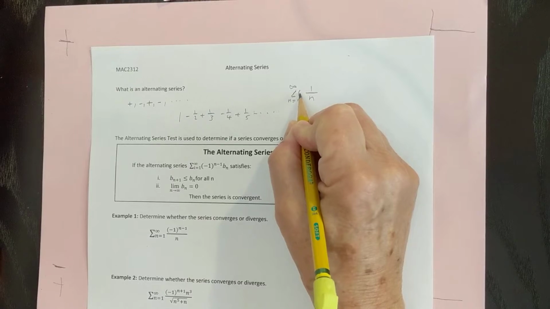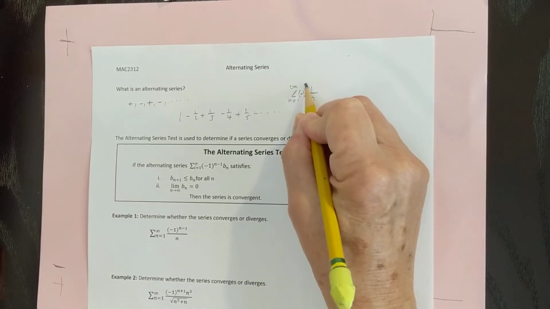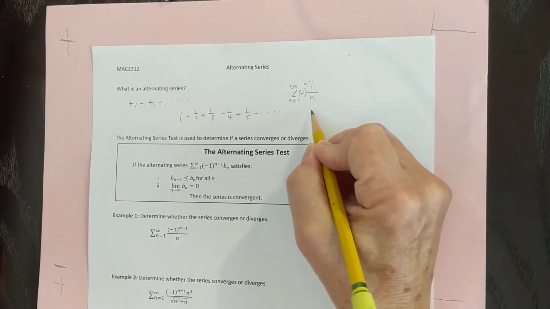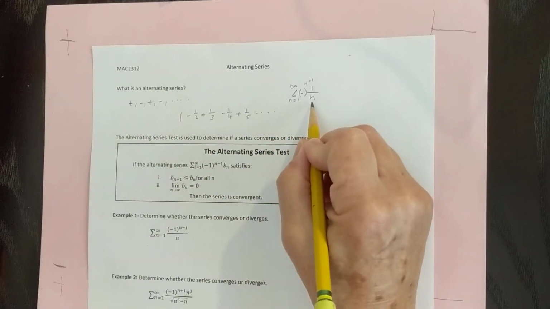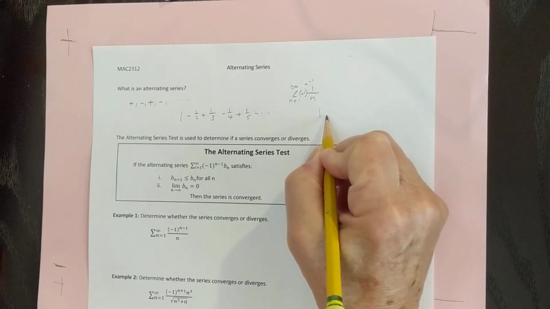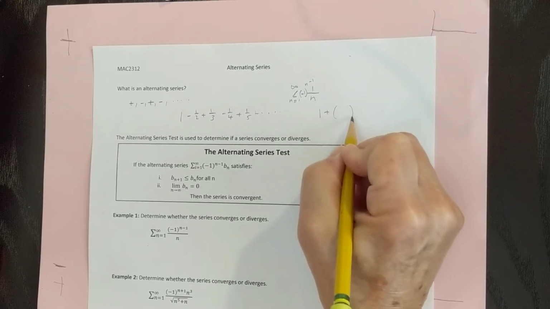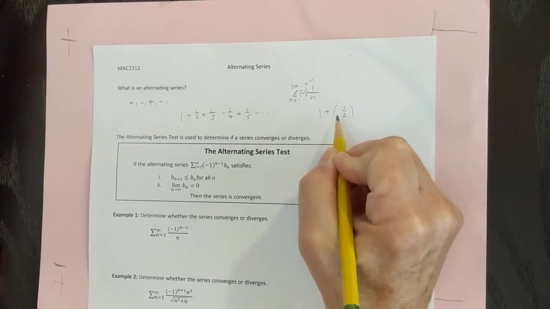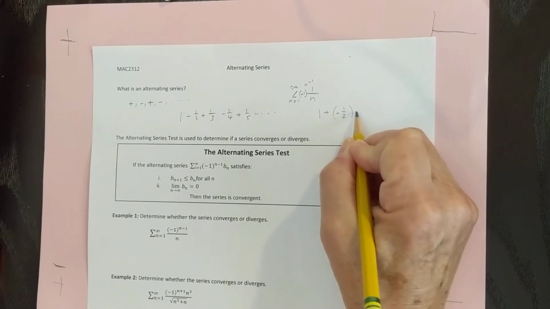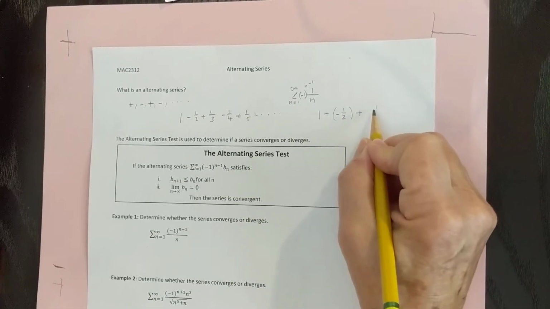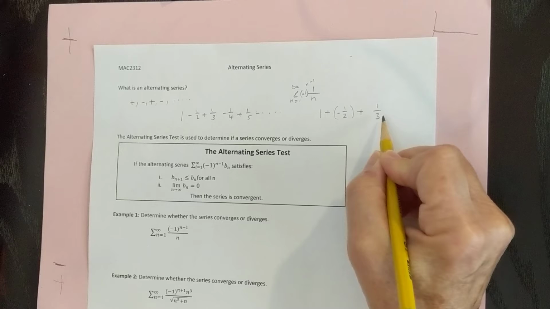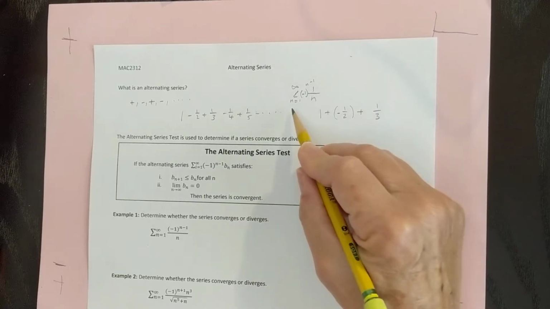But if we put this condition, negative 1 to the n minus 1 or n plus 1, you could call it either one, this would describe the series. Because if n is 1, 1 over 1 is 1, negative 1 to the 1 minus 1 is 0, that'd be a positive 1, plus the next term, 1 over 2, 2 minus 1 is 1, negative 1 to the 1 is a negative 1, then 1 over 3, and 3 minus 1 is 2, negative 1 squared, which is a positive 1, and so on. This is what this is describing right here.